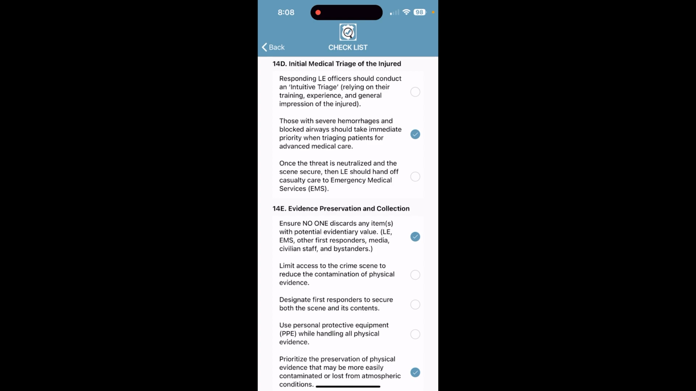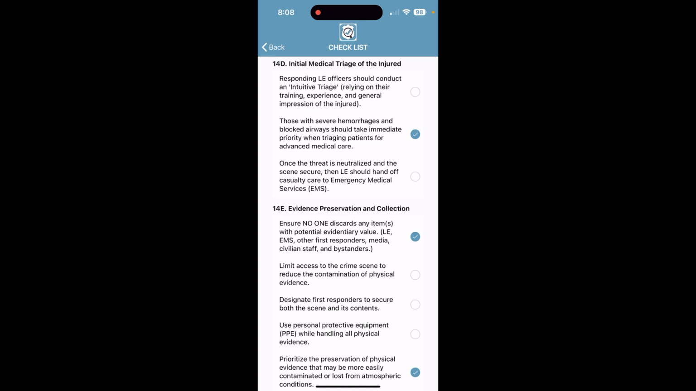14E, evidence preservation and collection, something that is difficult to think about during and right after the threat is neutralized, but it's up to law enforcement to consider it. Ensure no one discards any items with potential evidence value.